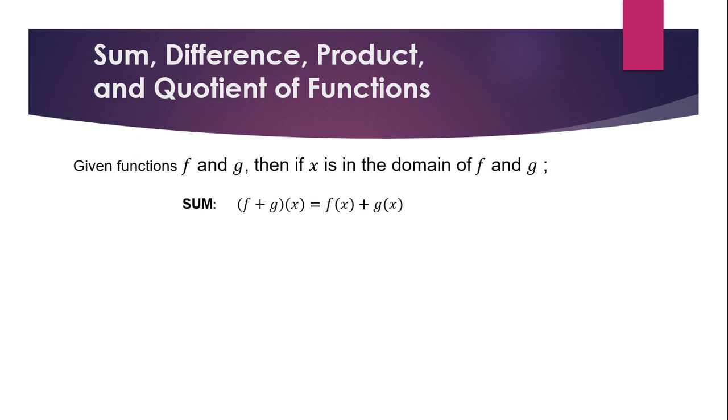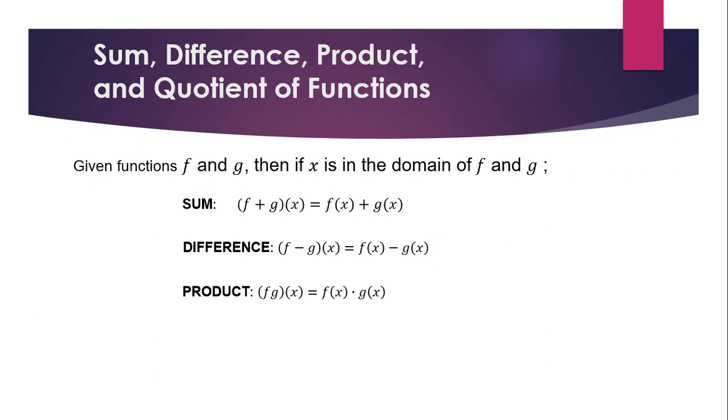the sum, quantity f plus g of x, is just equal to f of x plus g of x. The difference of the two functions, quantity f minus g of x, is just equal to f of x minus g of x. And then the product, quantity f times g of x, is equal to f of x times g of x. And then for the quotient, quantity f over g of x is just equal to f of x over g of x, where g of x should not be equal to 0 because it will make the quotient undefined.